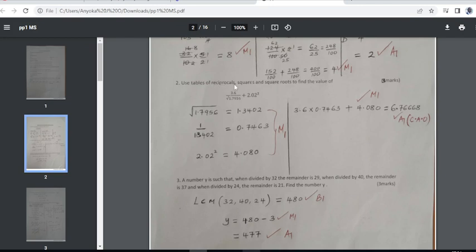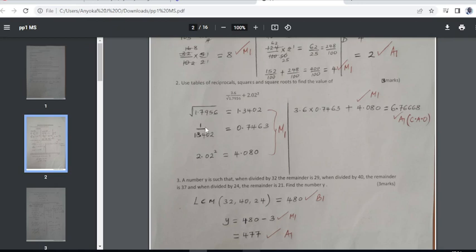Use tables of reciprocals, squares and square roots to find the value of. So in the process, you must show evidence that you are using reciprocals, squares and square roots. Let's start with where we have the square root. We have this denominator, 1.7955. Find the square root of this number. Immediately we get the number 1.3402. We get it directly from the table.